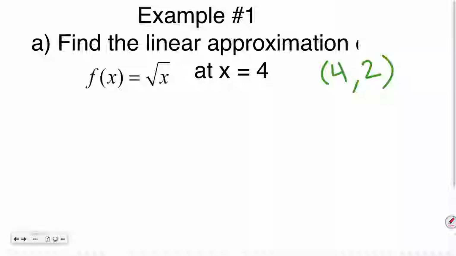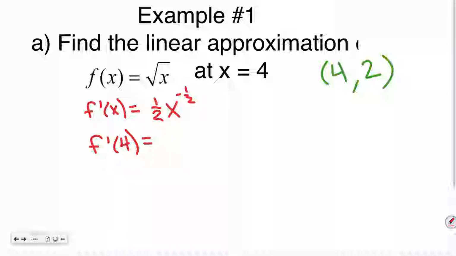Lauren, what's our derivative? Half x to the negative half. Okay. So when we plug in 4, Nick, what do we have? 1/4. Do you agree?